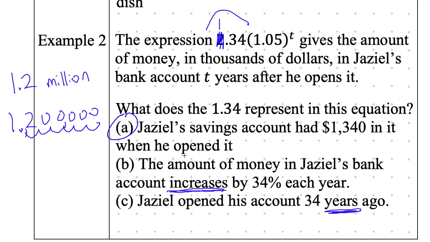A, because when I opened it, that means that this is my initial amount. I can write that under here. My initial amount is 1,340. That's what happened when Haziel opened his bank account. I interpret that as the initial amount, and the initial amount is always the number that goes out front.